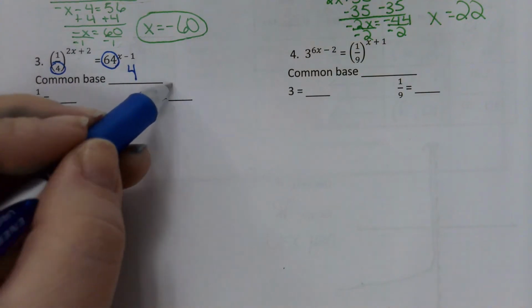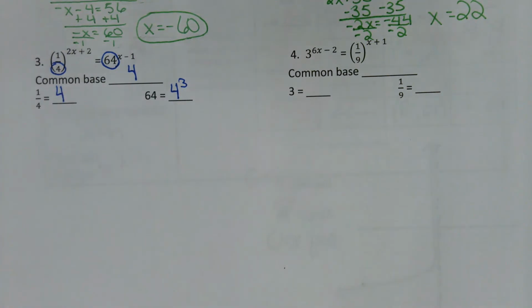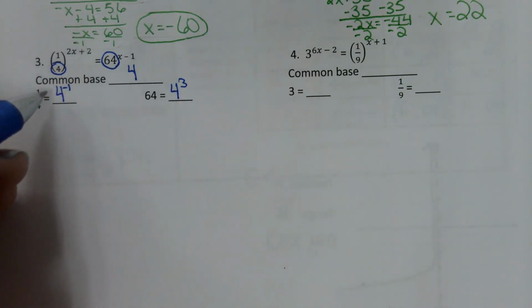64 is pretty easy, 4 to the third. But how do I rewrite 1/4 so that it's 4 to the something? Recall back to our Algebra 1 curriculum where we learned about negative exponents. And we know that when there's a negative exponent, it has to cross over a fraction bar to change its sign. So if I had 4 to the negative 1 and I wanted to make it a positive 1, it would have to cross over the fraction bar and become positive. That's how we get 1/4.